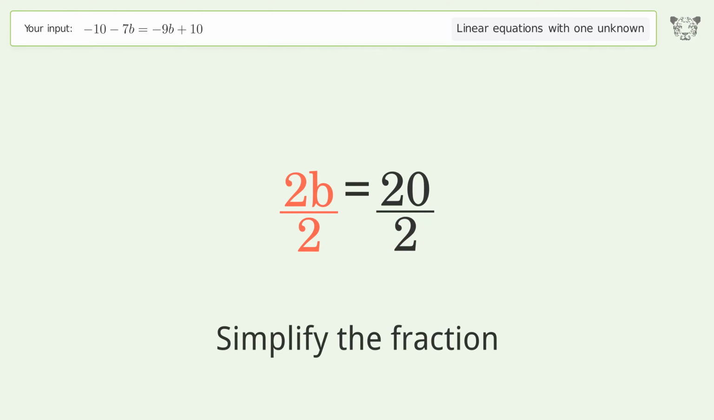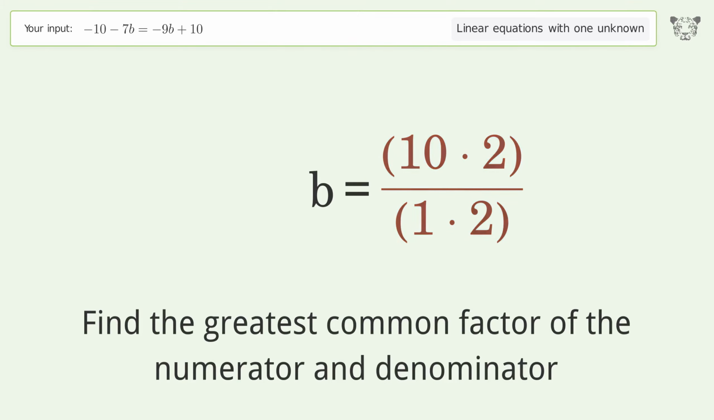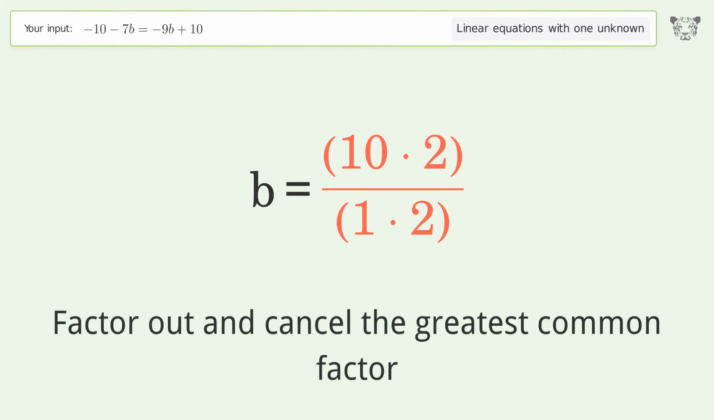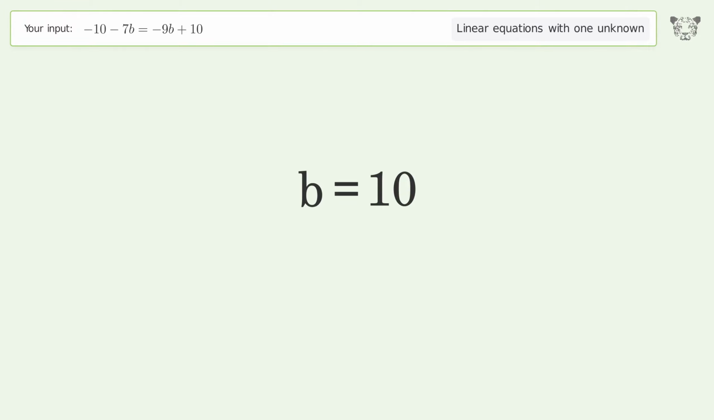Simplify the fraction. Find the greatest common factor of the numerator and denominator. Factor out and cancel the greatest common factor. And so the final result is b equals 10.